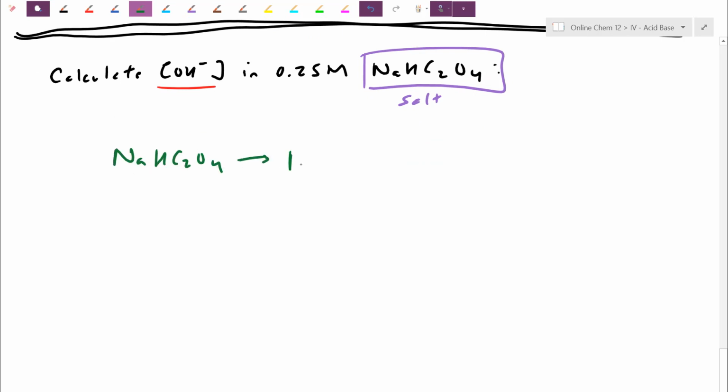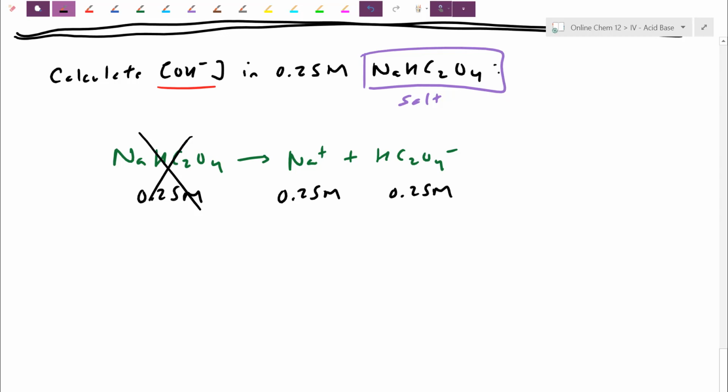As an alkali salt, it breaks up 100% into Na+ and HC2O4−. So if I had 0.25 molar of my salt, this is going to be completely gone. I would have 0.25 molar of the sodium and 0.25 molar of the hydrogen oxalate. Based on a hydrolysis style question here, we want to cancel any spectators.